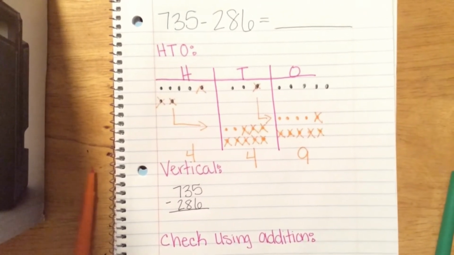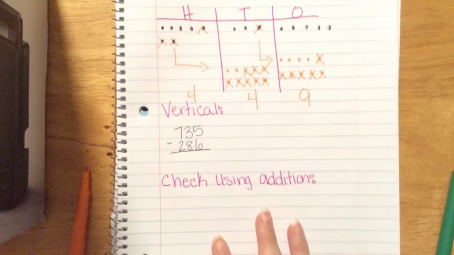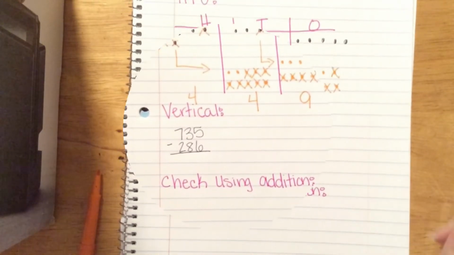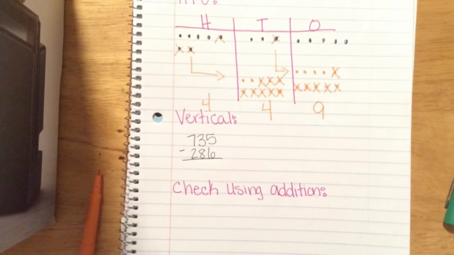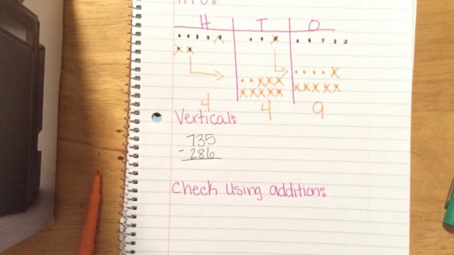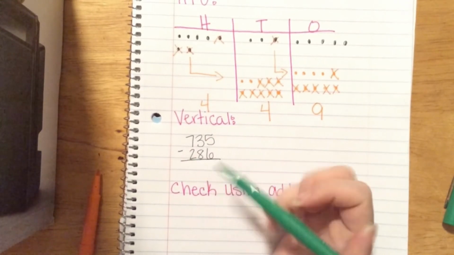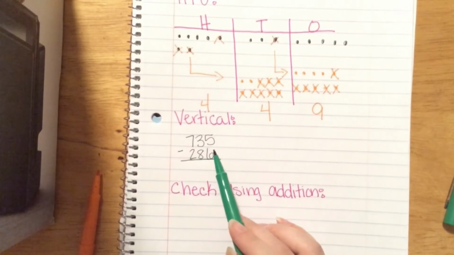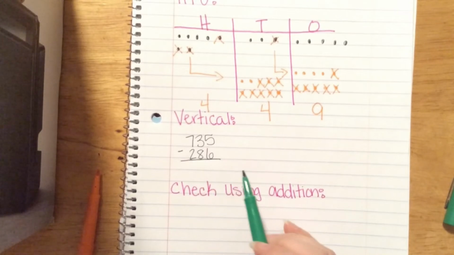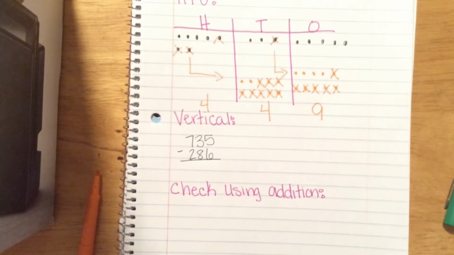So let me move this up and grab a different color pen, and we will do that vertical subtraction check. Alright, for our vertical subtraction, what we are hoping to get is 449, because that's what we got for our HTO chart strategy answer. So let's look at our vertical. We have 735 and 286. The 2 numbers are lined up so that their place value is stacked on top of each other and it's not going to get messy.